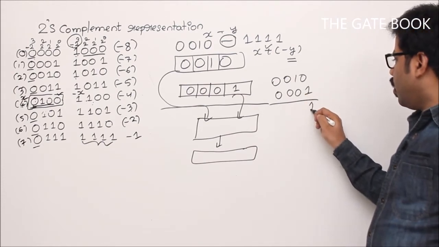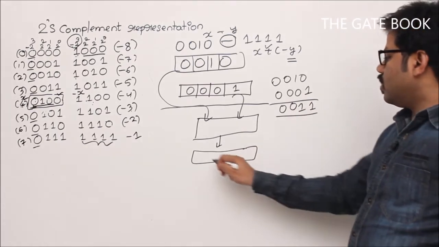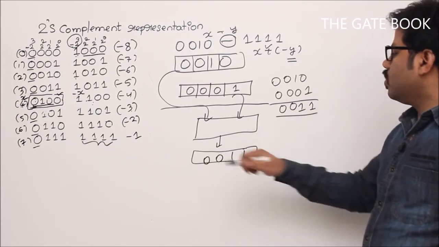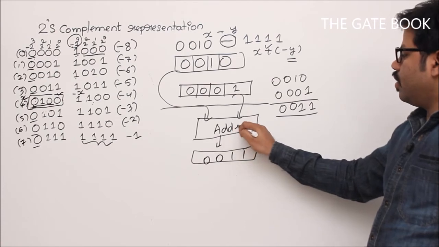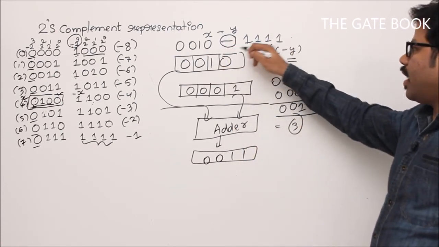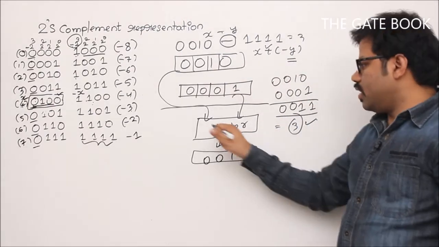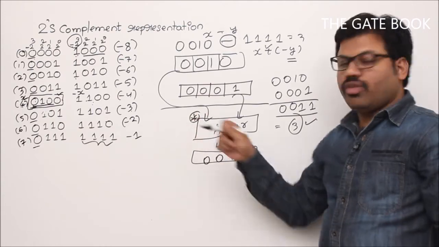0 plus 1, 1, 1 plus 0, 1, 0, 0. So it is 0 0 1 1. So this is your adder result. So this is 3, correct? Perfect. So 2 minus minus 1 is 3, we got it, correct? The only thing you don't know, sir, is how to design this adder circuit. Okay, we will be studying that.